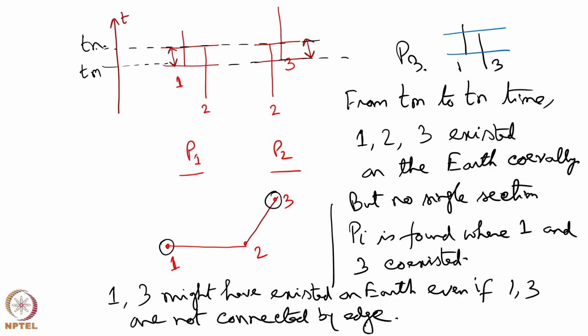This is important. At the same time, suppose the vertices are not joined, just like this diagram, it also does not guarantee that 1 and 3 always coexisted for some time on the earth. Take an example. So, here in section 1, 1 and 2 coexisted given by this edge, and here 2 and 3 also coexisted given by the edge, but you can see 3 and 1 never coexisted. So, from this graph, two possibilities are there. You cannot pinpoint exactly, this has to be clearly understood.